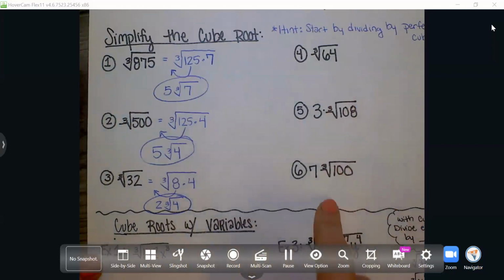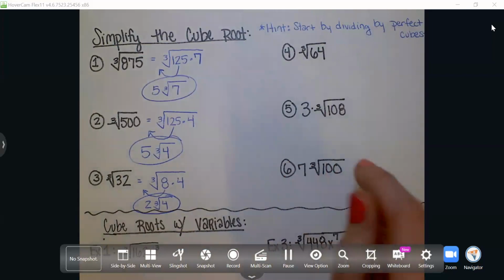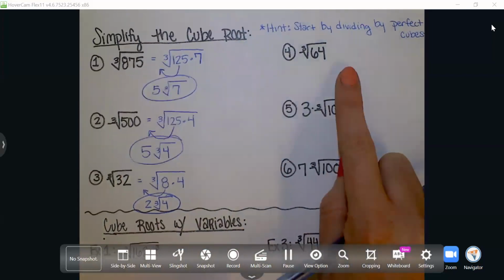See if you can go ahead and start 4, 5, and 6.